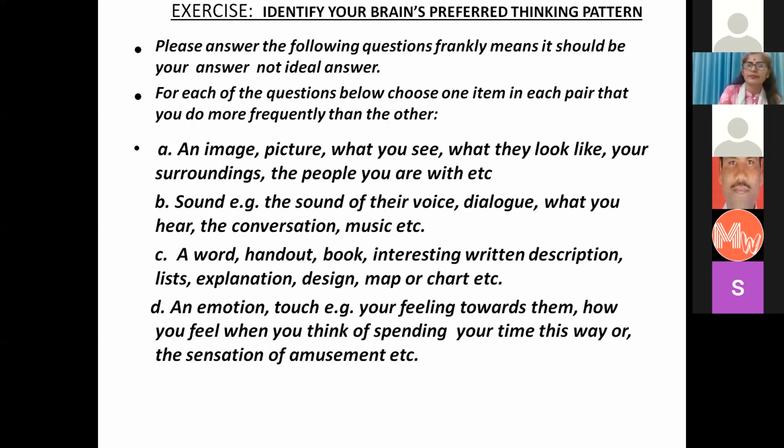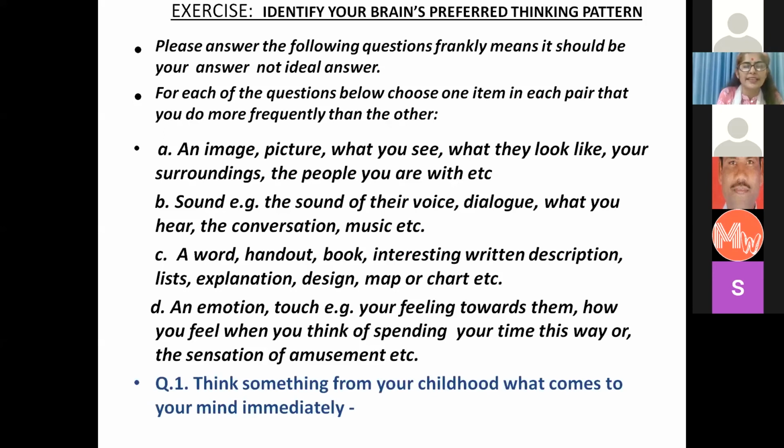Is that clear? Am I audible? Okay. So for example, question number 1, I am now putting before you. Think of something from your childhood. What comes to your mind immediately? A or B or C or D. So what you have to do, take paper and pen, write question number 1 and write your answer out of A, B, C or D. I hope it's clear to everyone.